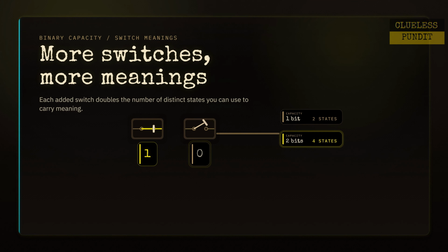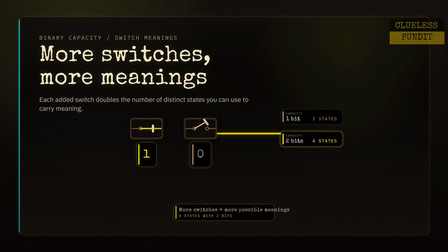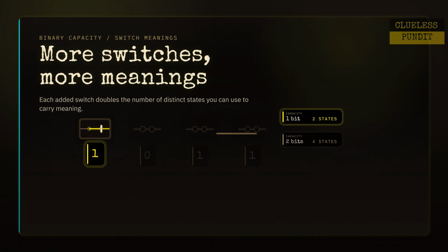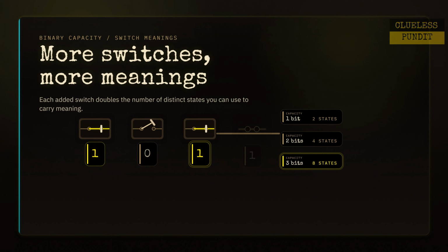So when we come back to our switch, the idea is simple. The switch is not impressive because it's clever. It is impressive because it gives a machine a clean physical way to hold one tiny piece of meaning. Adding a second switch expands the possible meanings from 2 to 4. That may not sound like much, but this is where the trick starts showing its teeth. Every extra switch gives the machine more possible combinations to work with.